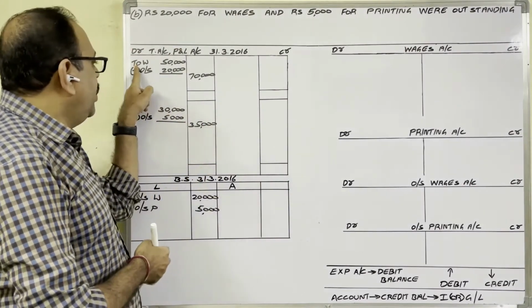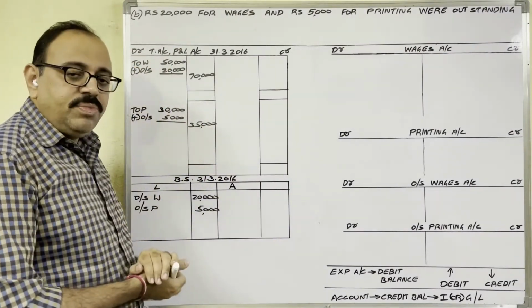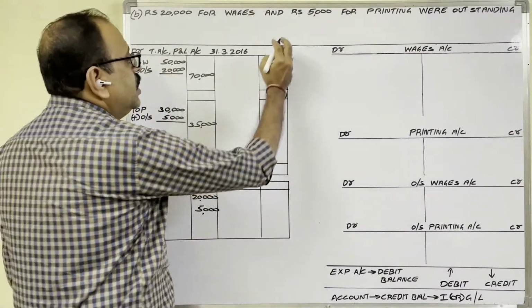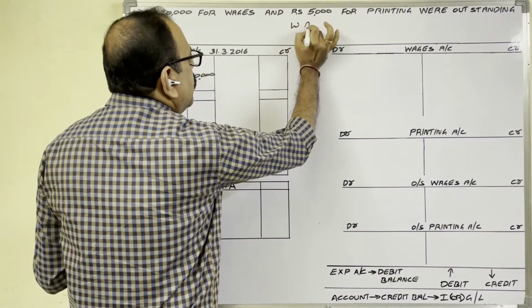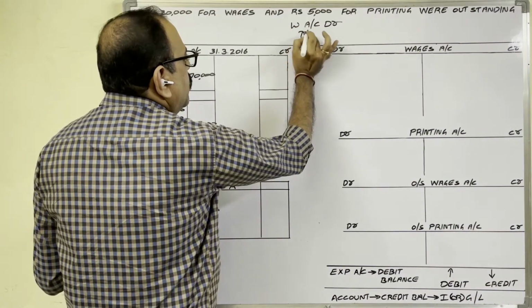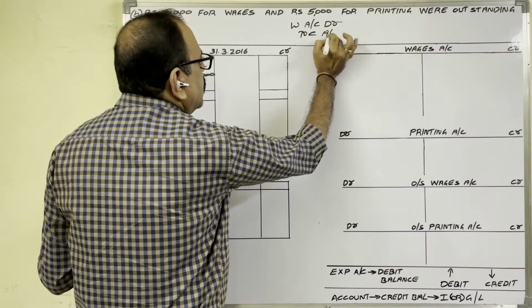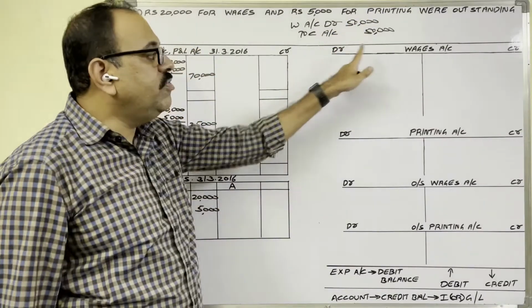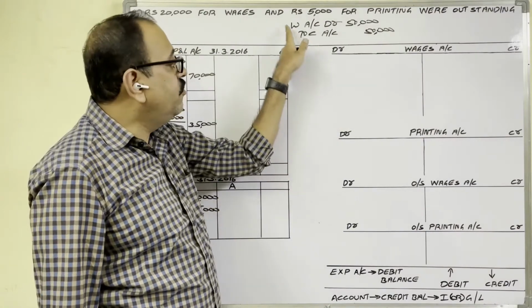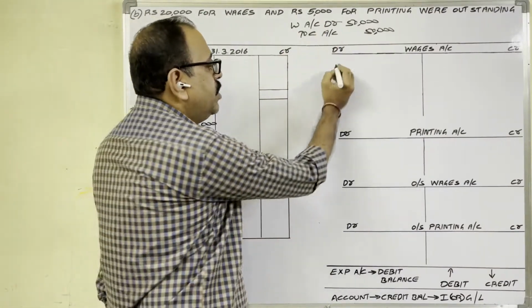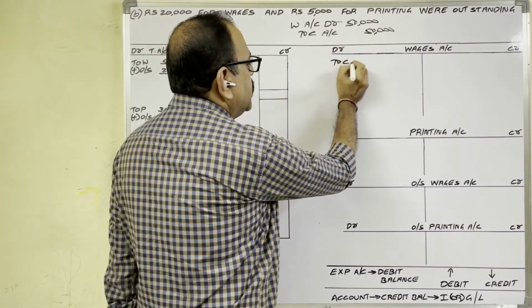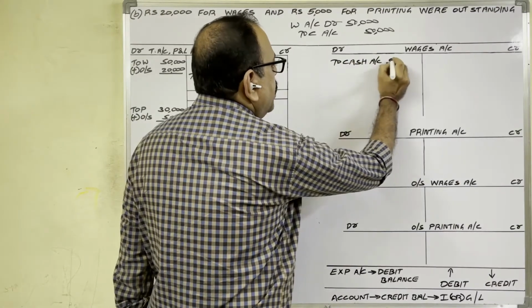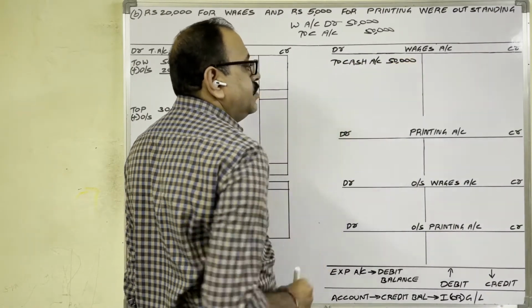See, wages paid 50,000 rupees. What is the journal entry for that? Wages account debit to cash account 50,000 rupees. In the wages account, which side should we post this entry? Wages is debited, therefore the debit side. To cash account 50,000 rupees.